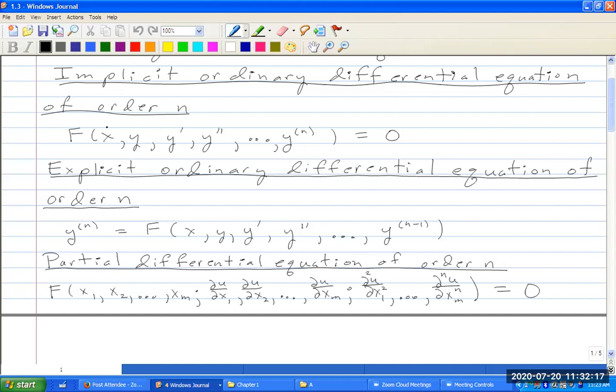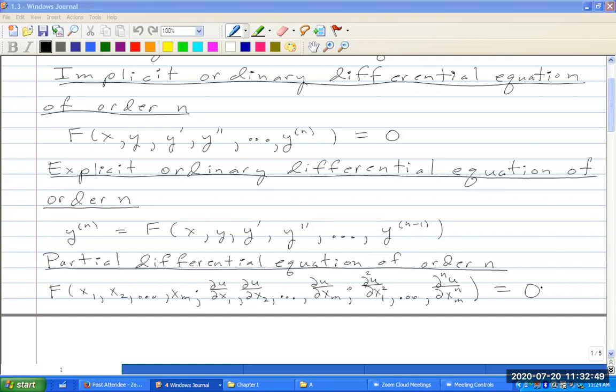So let's say the partial of u, I'll call my dependent variable u, with respect to x1, partial of u with respect to x2, all the way up to the nth partial of u with respect to x sub m. Suppose that that's equal to 0. That is a partial differential equation.